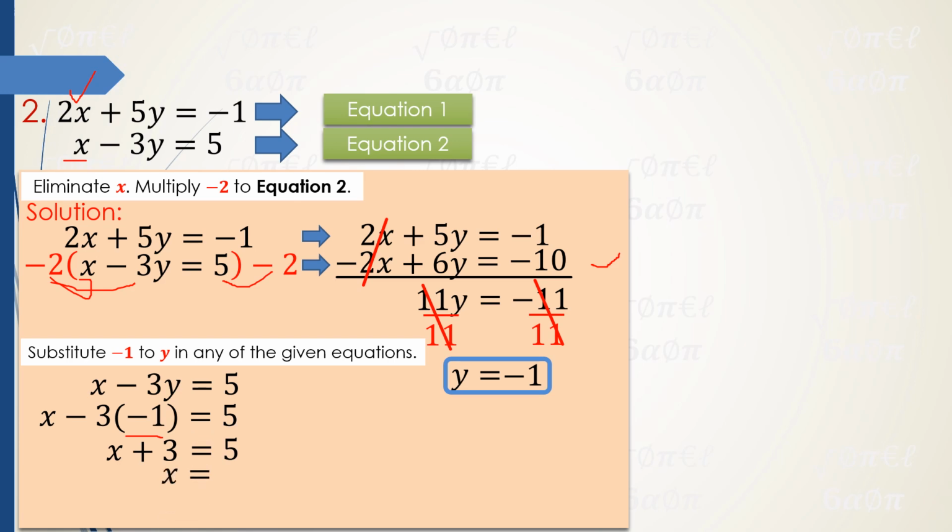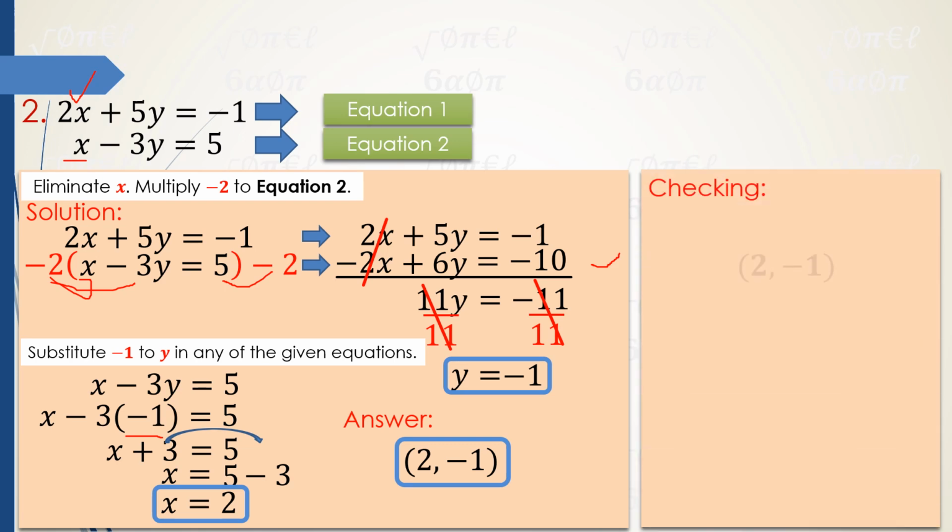So, isolate na lang natin yung x. So, para ma-isolate yung x, itatranspose natin yung 3 sa right side. So, bali siya ay magiging negative 3. And then, 5 minus 3 is 2. So, therefore, the value of x is 2. So, therefore, we have now the values of x and y. So, may coordinates na tayo or may solution na tayo. The solution is 2, negative 1.